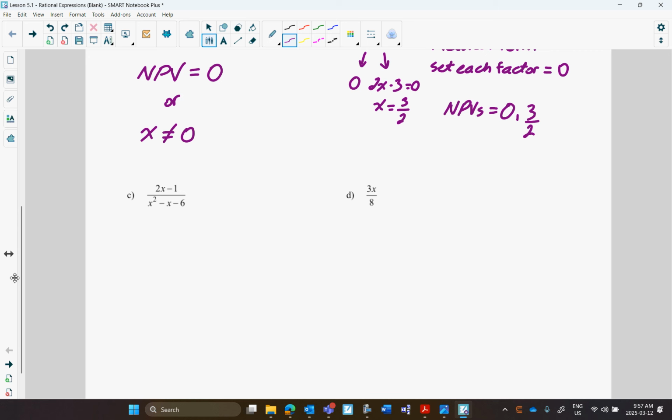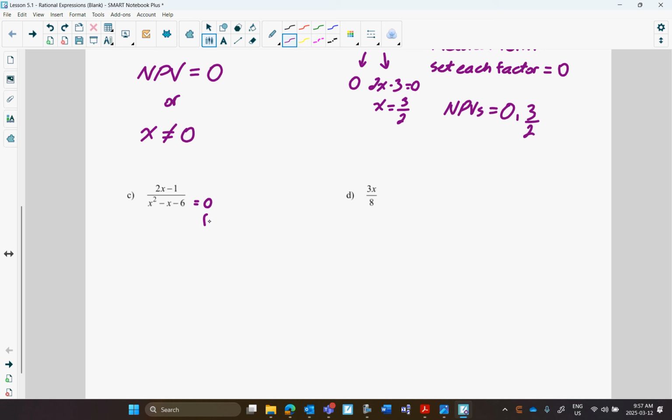Who cares? The numerator doesn't matter. The numerator can be 0, it's okay. We're only looking at the denominators. I want to figure out what values of x make this equal to 0. Well, is that a quadratic equation? So don't I factor it?